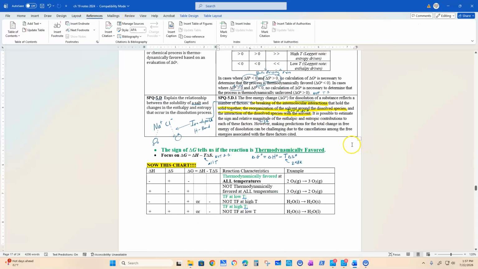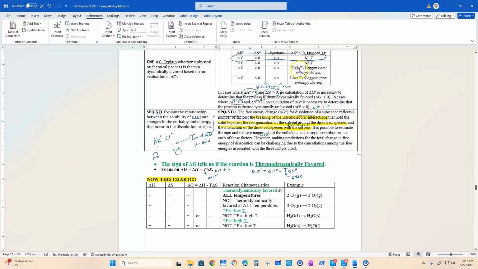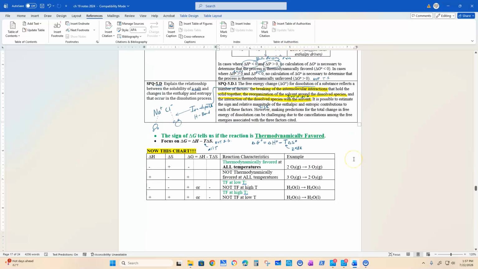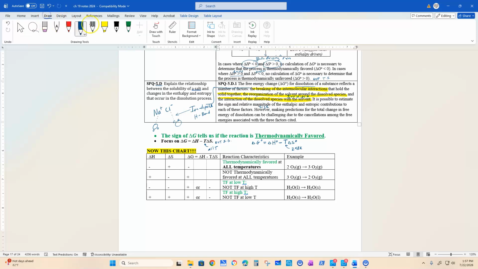So I have a table, and it's the same table like Doc Dina has up here, okay? So this table, we want thermodynamically favored. And we want thermodynamically favored at every temperature. So we already know we want delta H to be negative, okay, which means exothermic.